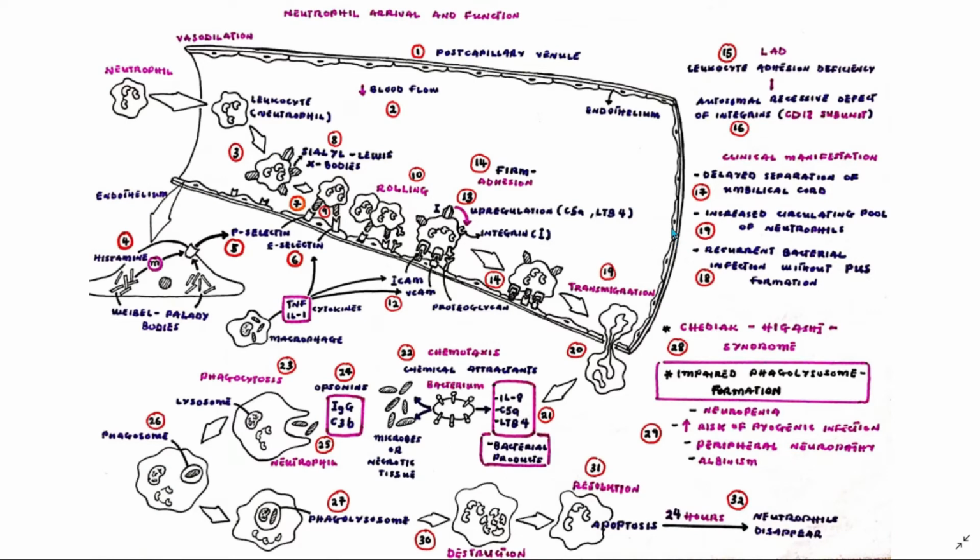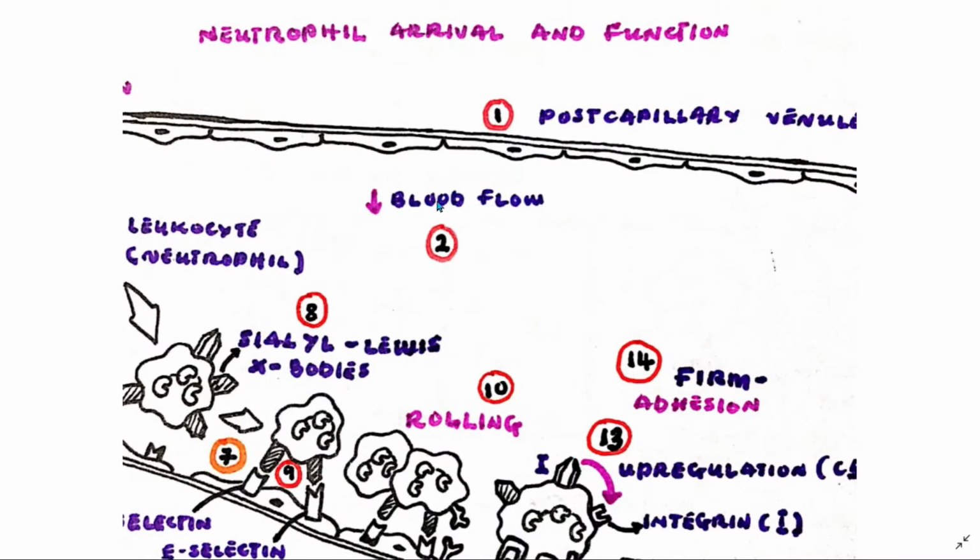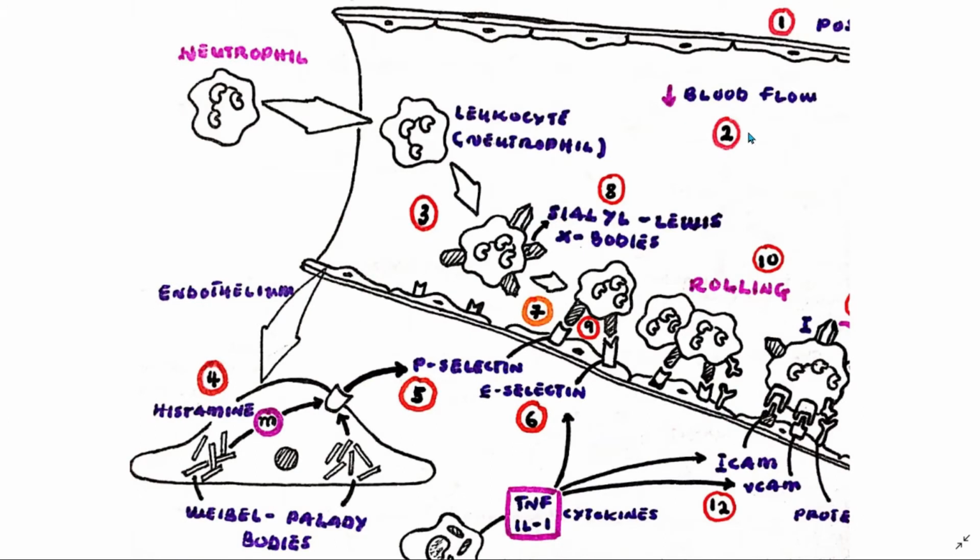Hi. The arrival and function of neutrophils in acute inflammation involves several unique steps. Step 1 has to do with the margination of the neutrophils. Now, due to vasodilation in the postcapillary venules, blood flow slows down and leukocytes, or the neutrophils, which move in the central stream, are marginated to the periphery of the vascular lumen.